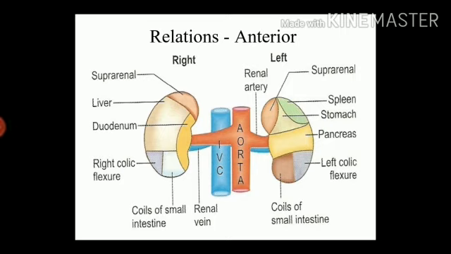Now let us see the structures associated with the kidneys. We will first start with the right kidney. At the superior side the suprarenal gland is present. To the extreme right side the liver is present, and towards the hilum part of the duodenum comes. At the inferior side the right colic flexure comes, while at the extreme inferior side coils of small intestine come.